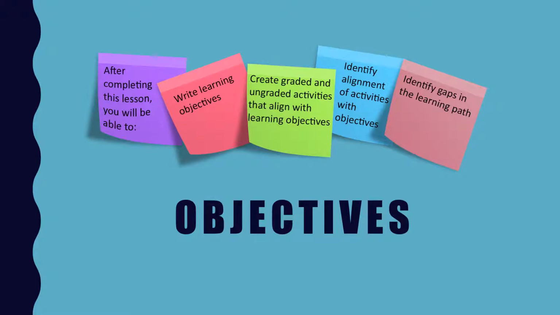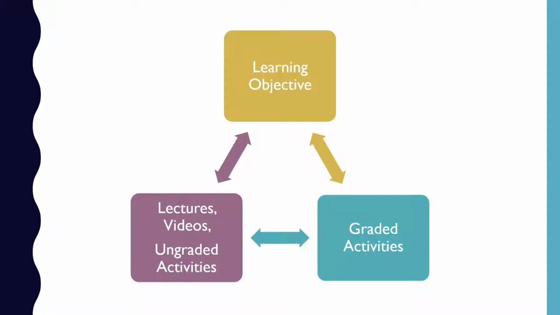After taking this course, you'll be able to write learning objectives, create graded and ungraded activities that align with learning objectives, identify alignment of activities with objectives, and identify gaps in the learning path. A well-constructed lesson is a perfect balance between the learning objectives, the graded activities, and the ungraded activities. Each element is supporting the next. Without all three parts working together, students are less likely to be successful or motivated.